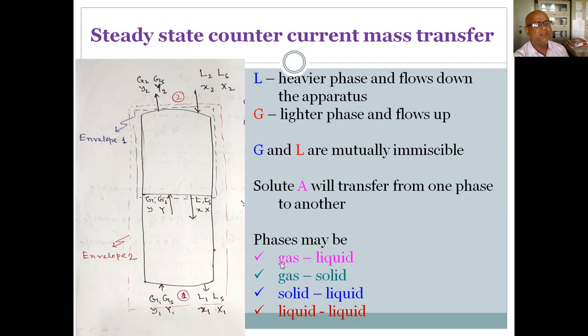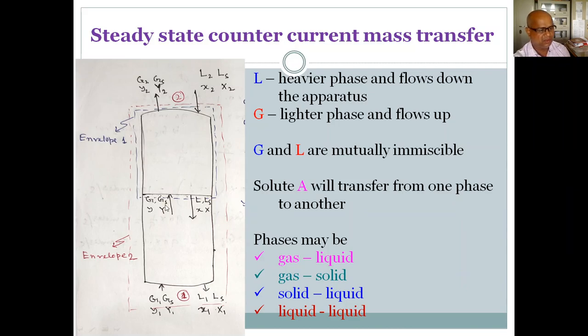Phases can be gas-liquid, gas-solid, solid-liquid, or liquid-liquid. Although I am repeatedly giving examples based on gas to understand it, such as ammonia absorption, it will be applicable to other cases also. So in general, if you take the G phase and L phase, the nomenclature is: bottom is 1 and top is 2.